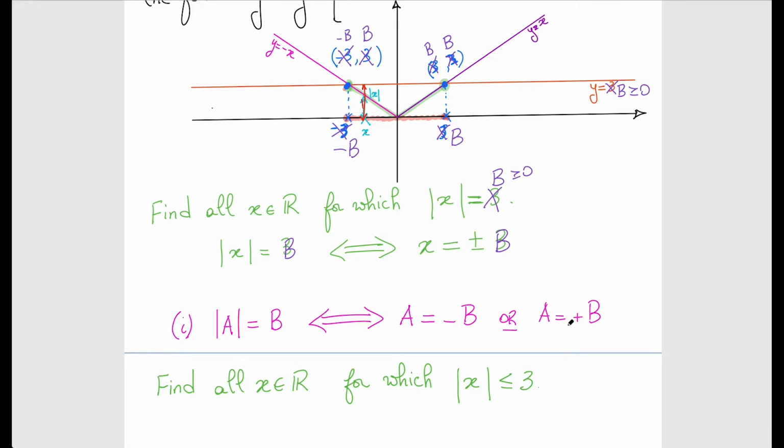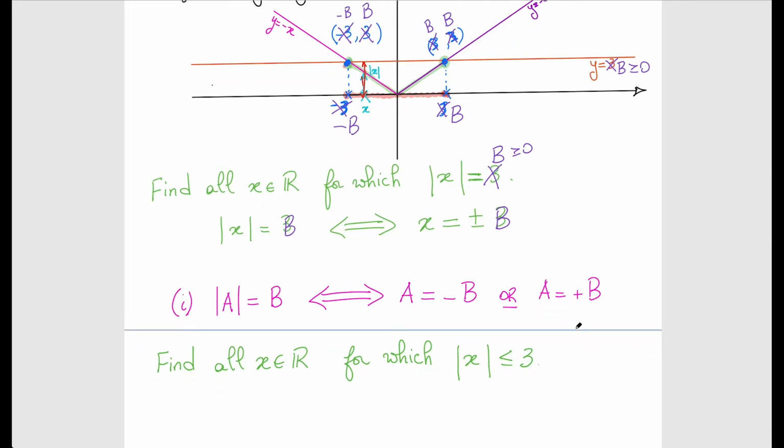Okay, so how can we summarize this then? Let me actually erase all of these. So we understand now that any x between -3 and 3 does the job, right? All right. So this is then equivalent to saying that x is between -3 and 3, right? Any x between -3 and 3 is going to do the job.